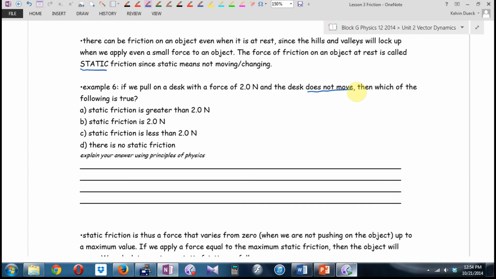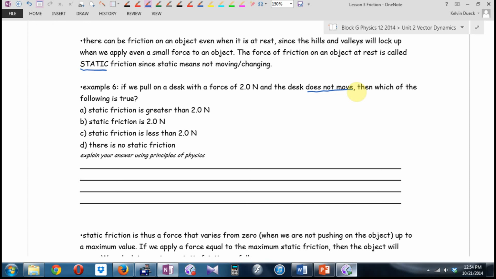What are you talking about, Dueck? Once again, we're going to vote. So if I pull on a desk with a force of 2 newtons and the desk does not move, which of the following is true? Who says, Mr. Dueck, it's not moving, so A has to be right because friction's got to be bigger than your pull? Who says A?